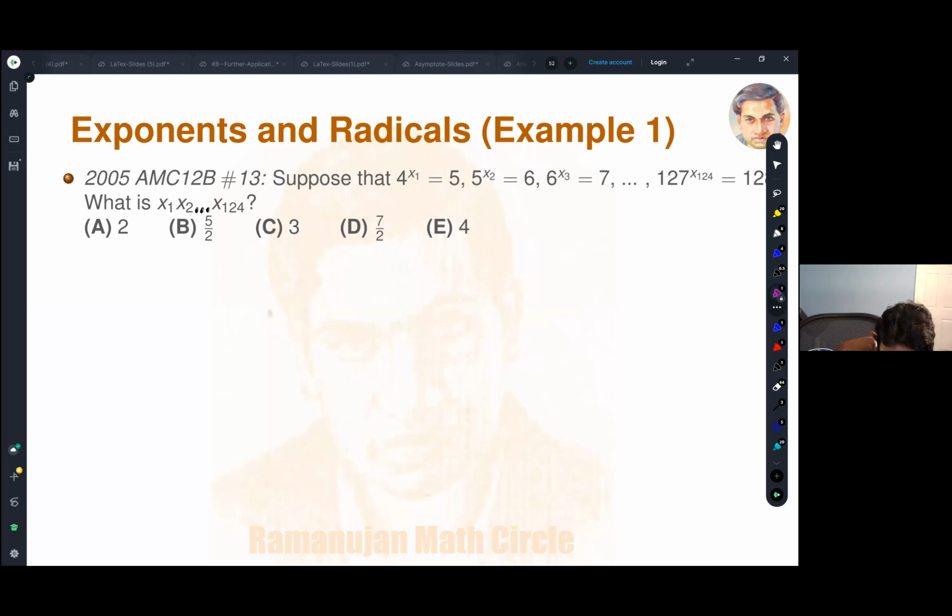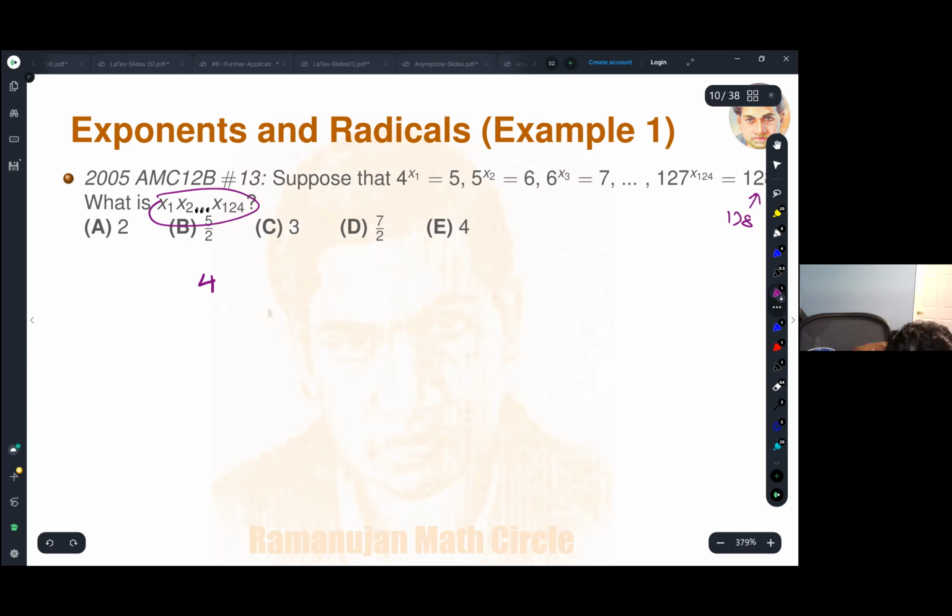Okay, so let's go into this example. Right off the bat, we're just going to read the question. Suppose that 4 to the x1 is equal to 5, 5 to the x2 is equal to 6, and so on and so forth, and this is equal to 128 over here. What the question asks is, what is this? It looks like we're going to have to apply some of our exponent rules.